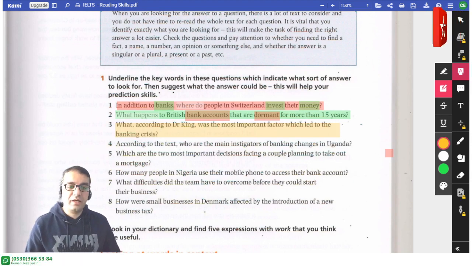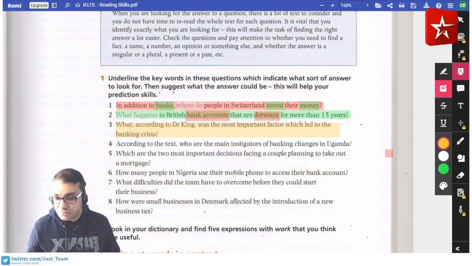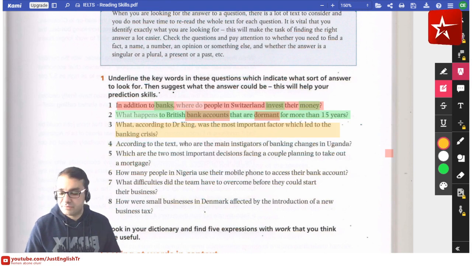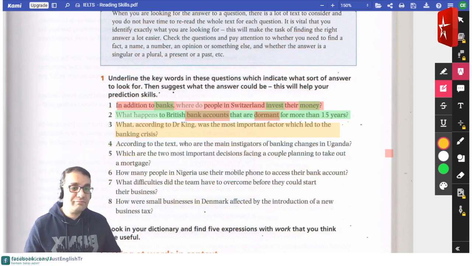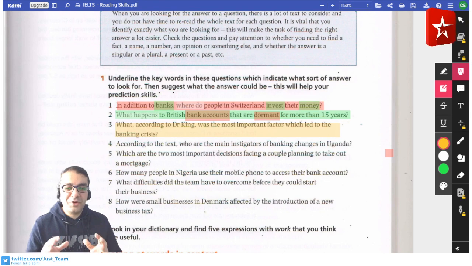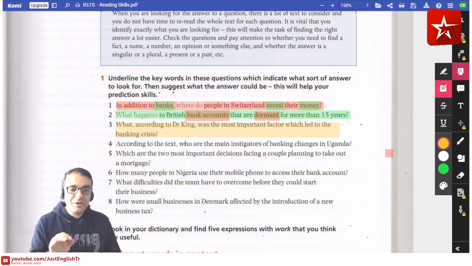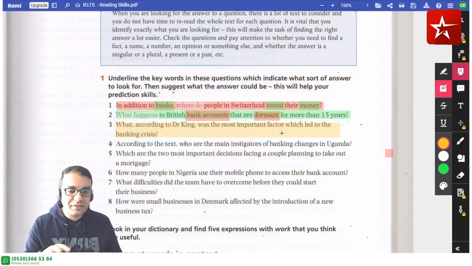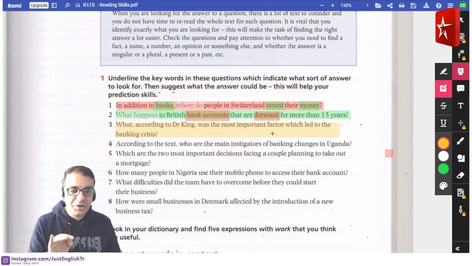Cengiz said lead, banking crisis. Okay, what else? Okay, look here. I want something not repeated. When you repeat something, it's not a keyword anymore. So which one?